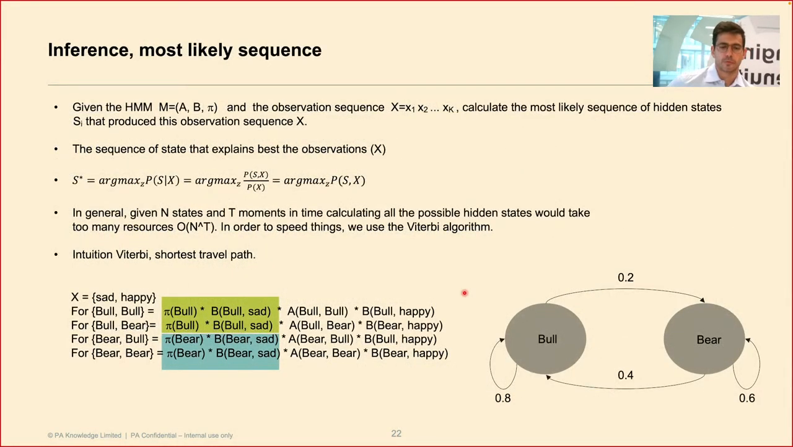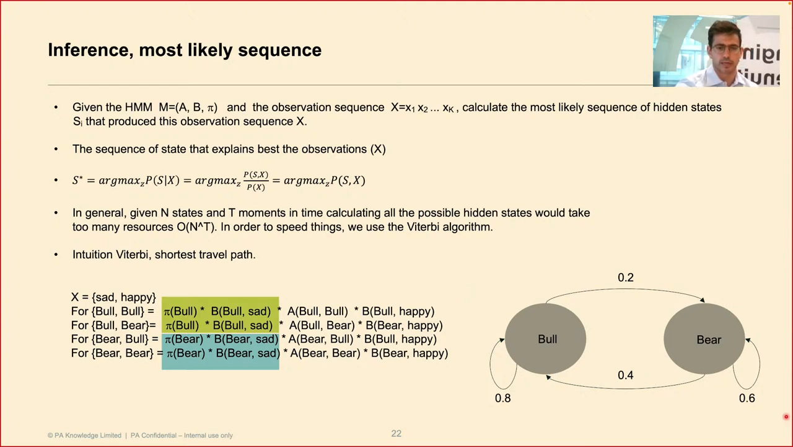Now, let's move on to the second problem. As we saw, HMMs can be used for inference, which is essentially the most likely sequence problem. Again, given a Hidden Markov model and an observation sequence x1, x2, we calculate the most likely sequence. Or else, we can say that we want the sequence of hidden states that best explains the observation x.